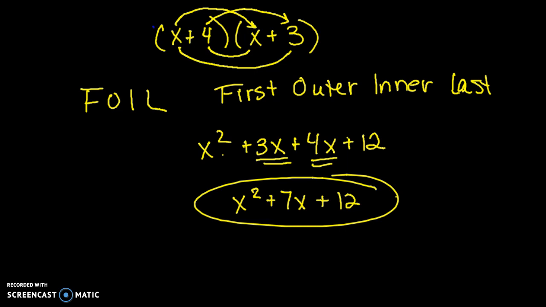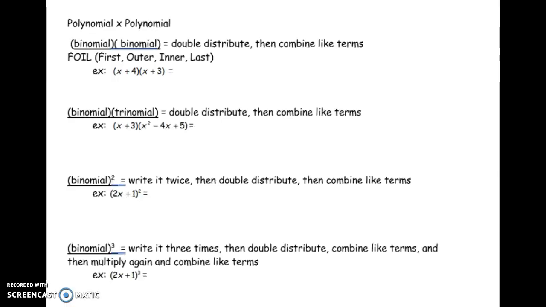Okay, so in our notes, you'll see a binomial times a binomial: double distribute, then combine your like terms. The same thing when we just did some examples with the binomial times a trinomial, we double distribute and then we combine like terms. I'd rather have you take each of the terms and just double distribute. So let's get a color here.